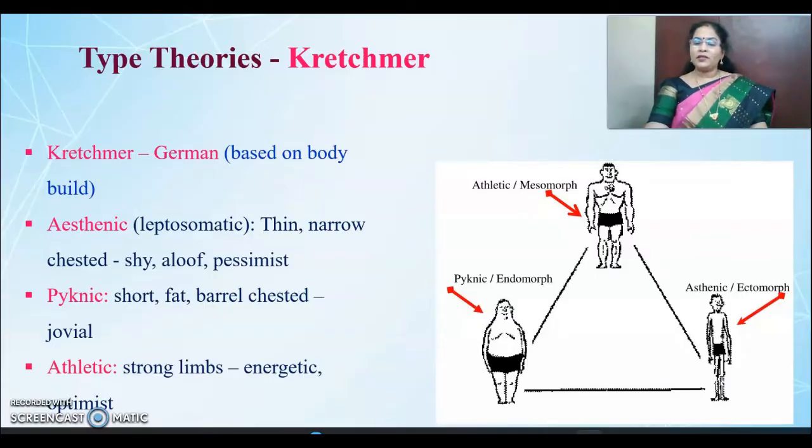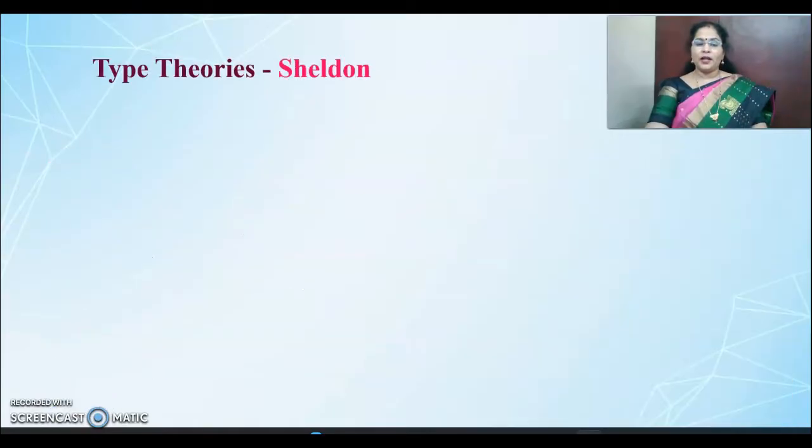Because they are thin and narrow chested, most of the time they feel themselves aloof, they keep themselves aloof, and they are pessimistic people and they are shy. Pycnic is the next kind of personality. They are short, fat, and barrel chested. Wherever they are, laughter would be there. So they are mostly jovial. Athletic are the people who have strong limbs, and most of the time they are energetic and optimistic.